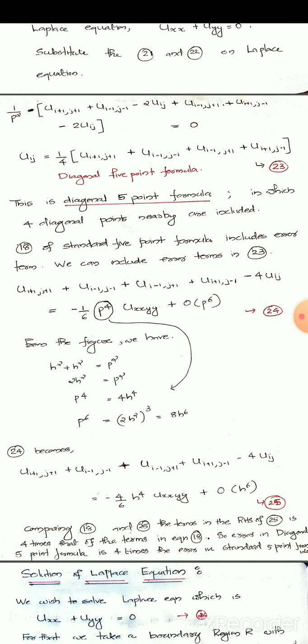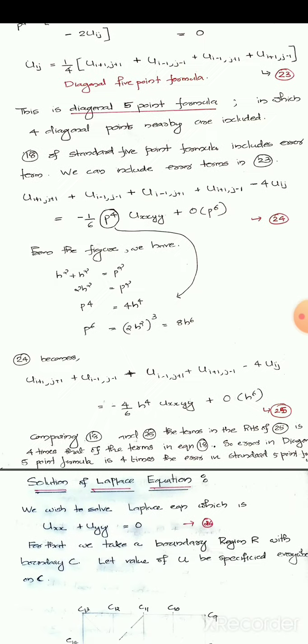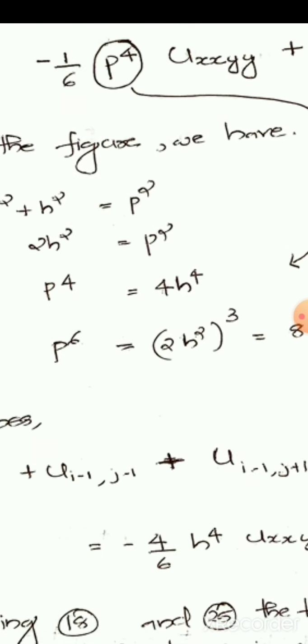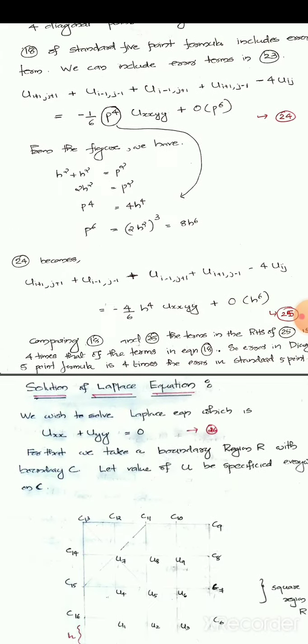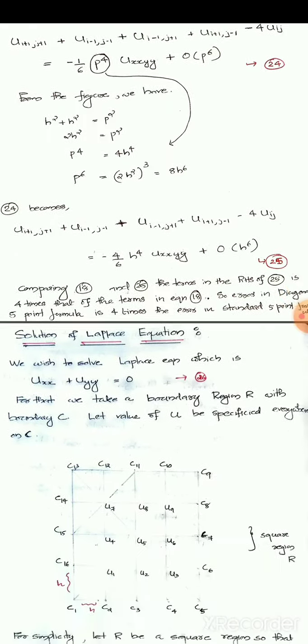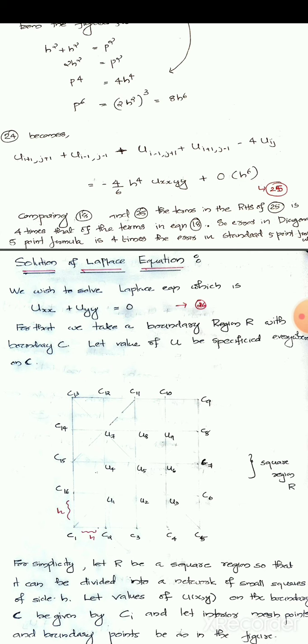So we know that here h square plus h square is p square. So 2h square is equal to p square, p raised to 4 is equal to 4h raised to 4, and p raised to 6 is equal to 8h raised to 6. So substituting p raised to 4 equal to 4h raised to 4 in equation number 24, equation 24 becomes equation number 25.